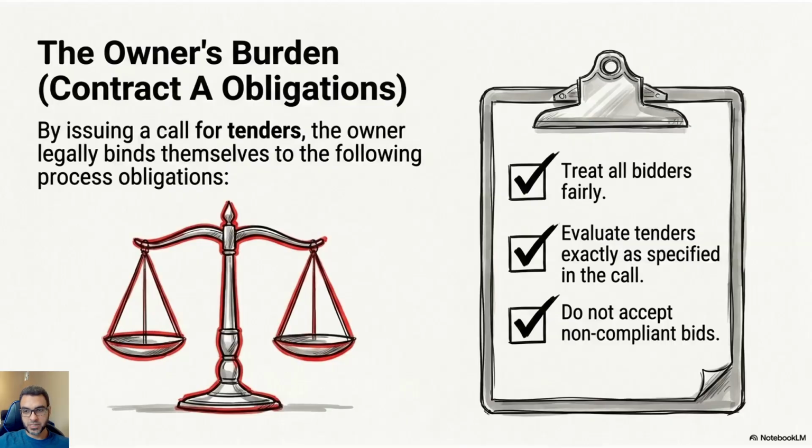So from the owner's perspective, that means that once they receive a complete package of tender from a vendor, there is already an agreement, an unwritten agreement, which is Contract A, between them and that vendor. This means that they need to treat all the bidders fairly, evaluate the tenders exactly as specified in the call for tenders, and not accept non-compliant bids. Only accept the bids that are compliant with the tender call requirements.